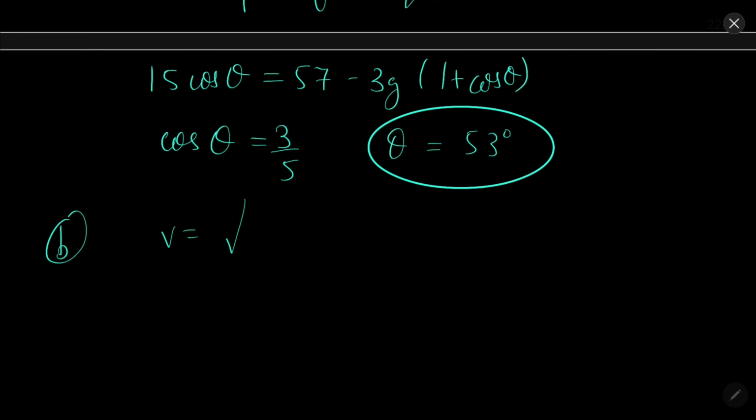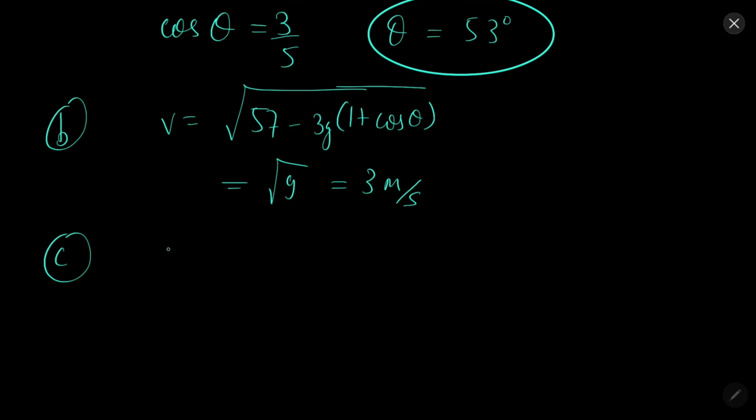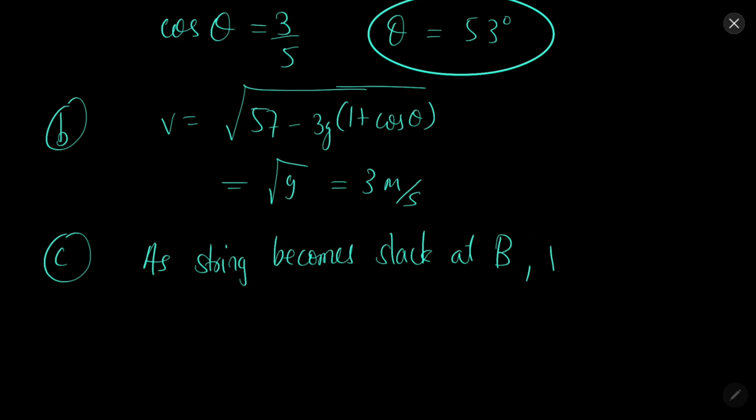Then v is equal to root of 5g minus 3g(1 plus cos theta) from equation 2. So it will come out to be root 9, or 3 meters per second. And as the string becomes slack, let it be at point B, the particle will start projectile motion after B.